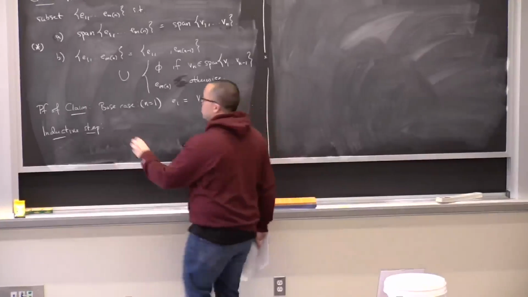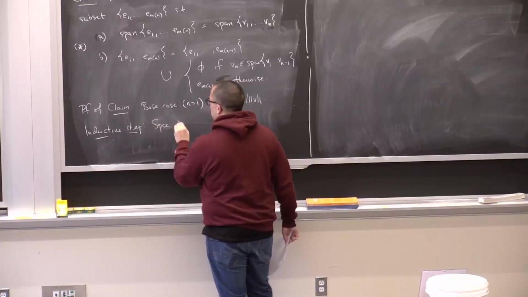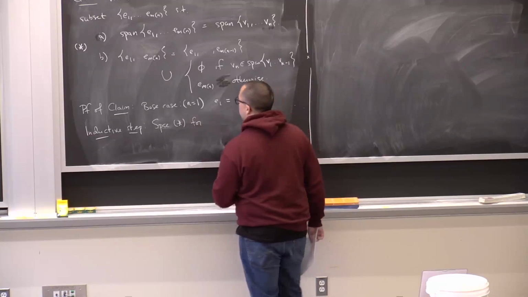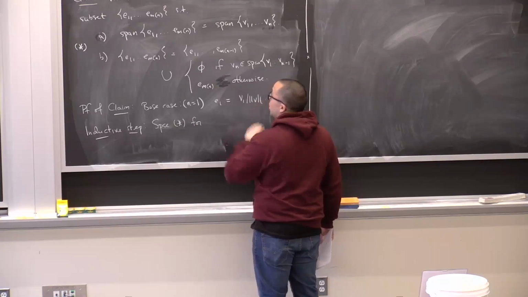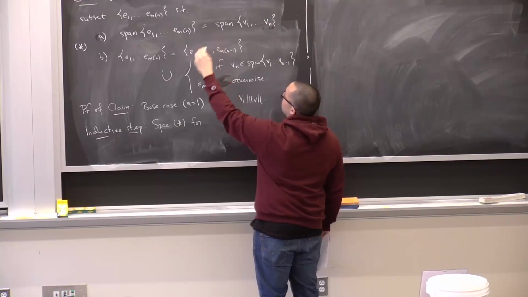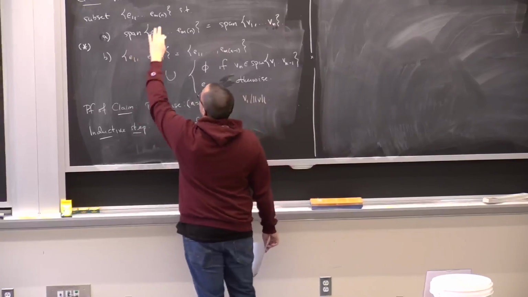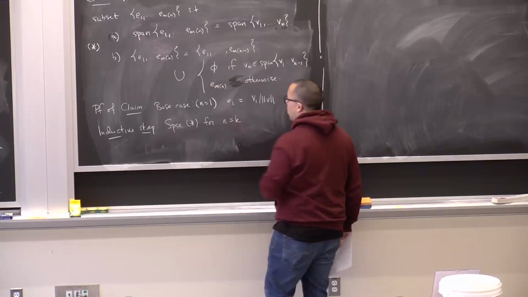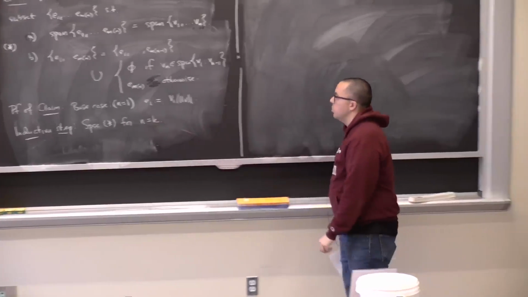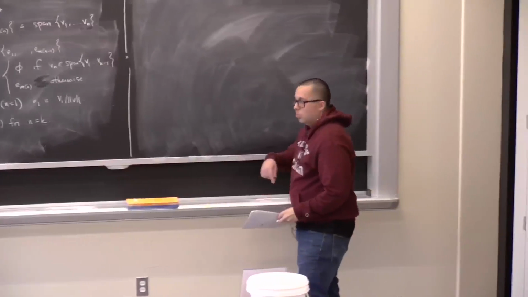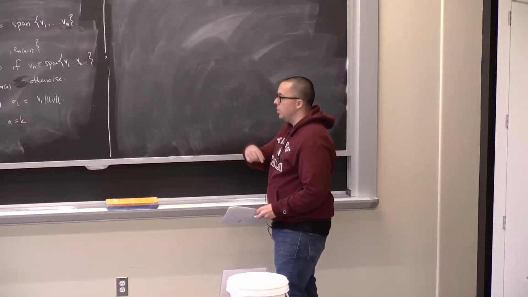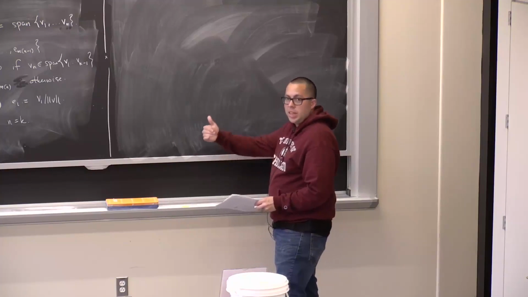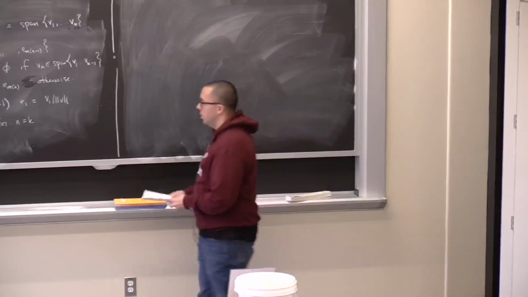So suppose star holds, the whole claim, I shouldn't say just A and B, but the whole claim holds for n equals k. And now I want to prove it holds for n equals k plus 1. So what kind of vector do I need to add to the previous collection of vectors to now span V1 up to V_{k+1}?